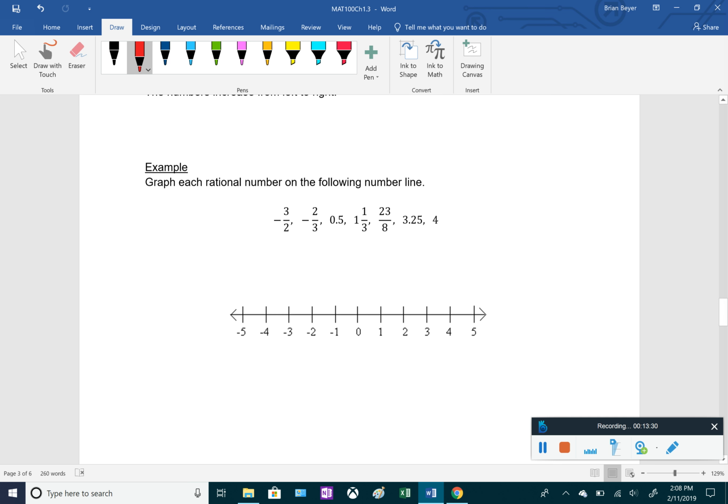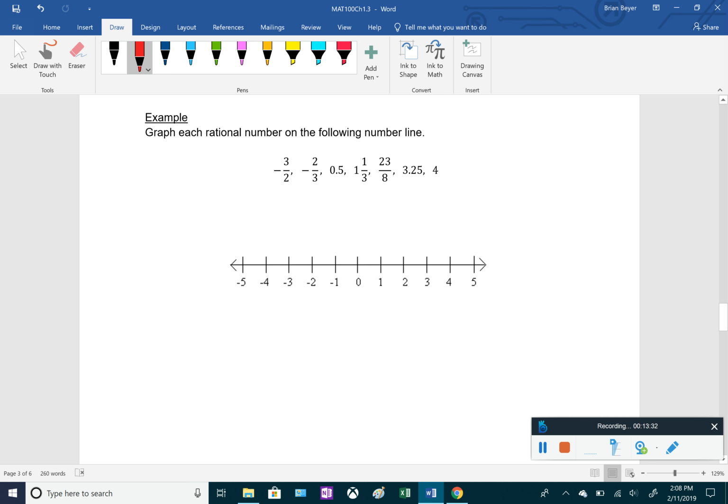Okay, so let's do an example of this. It's pretty self-explanatory. Let's graph each rational number on the number line. Let's start with -3/2. When you have an improper fraction, it may help to change it to a mixed number to see where it actually is on the number line. -3/2 equals -1 1/2, which is -1.5.